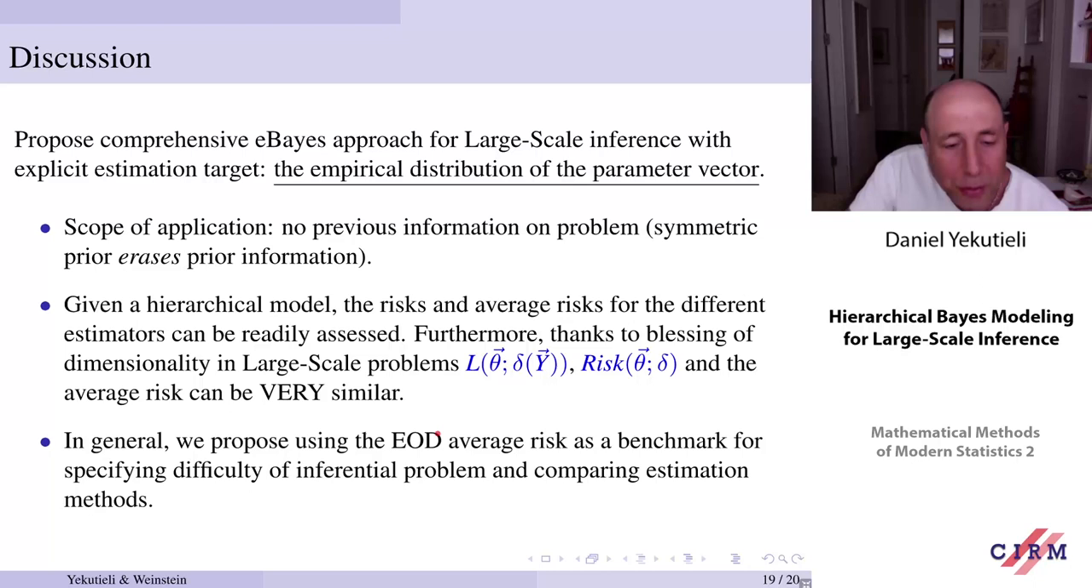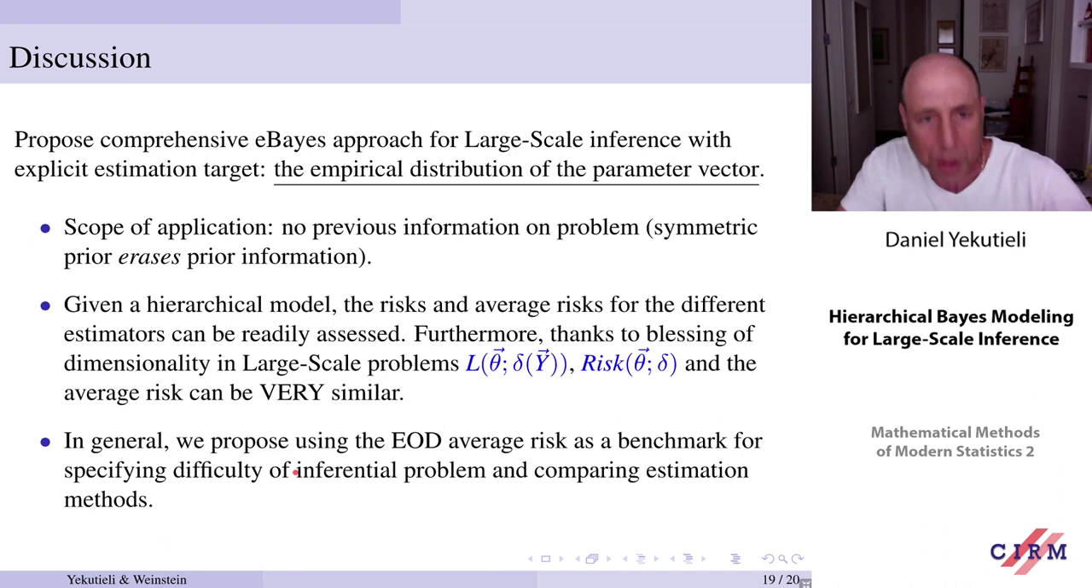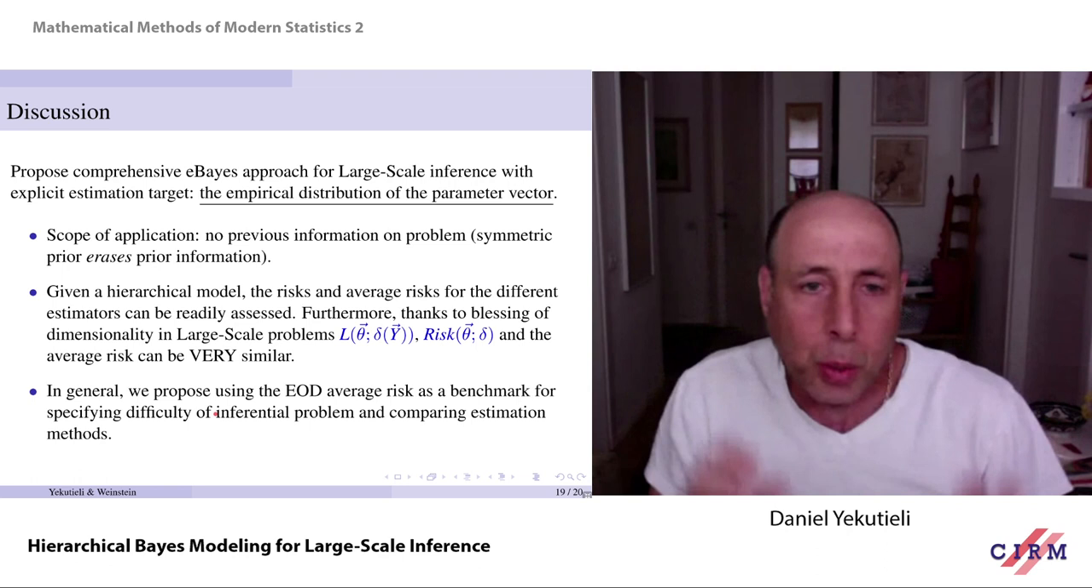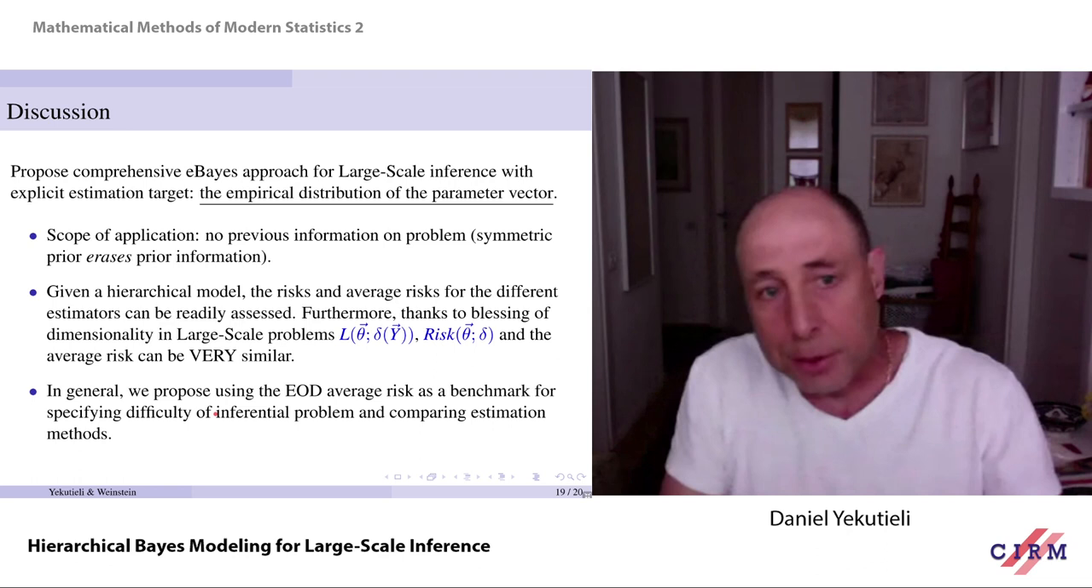In general, even if you don't actually use our estimates, conceptually we can think of the empirical oracle distribution average risk as a benchmark for specifying the difficulty of an inferential problem, and for comparing estimation methods with our deconvolution machine. Once we have a very big problem, even if you are not interested in using our particular machinery, running it gives you very good insight into the problem itself. And of course, we suggest using our procedure.